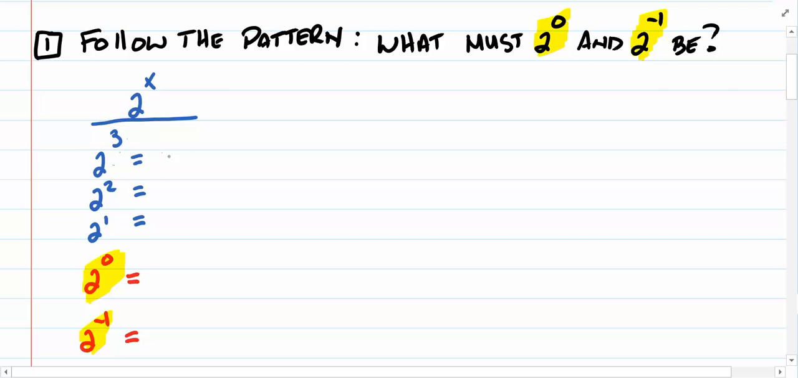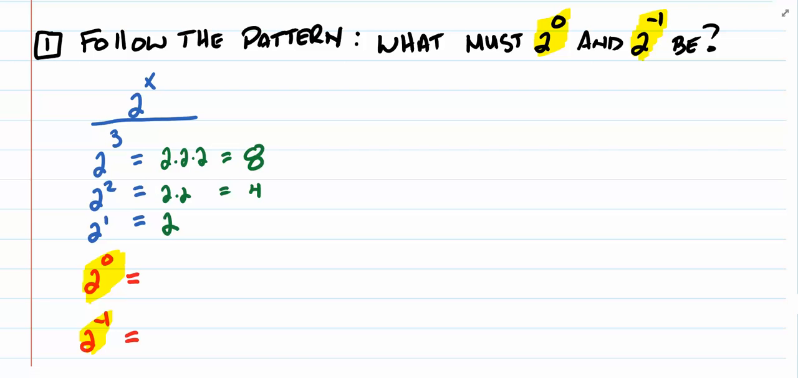2 to the third means 2 times 2 times 2. Well, that's just a value of 8. That one should be no surprise to anybody in the room. 2 squared means 2 times 2, and that gives us a value of 4. Okay? 2 to the first is just the value of 2.